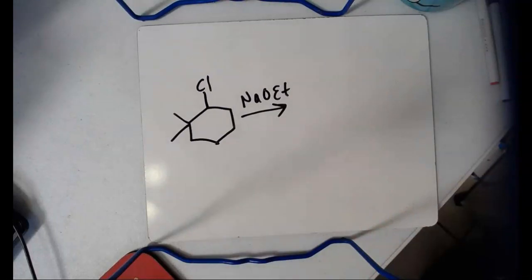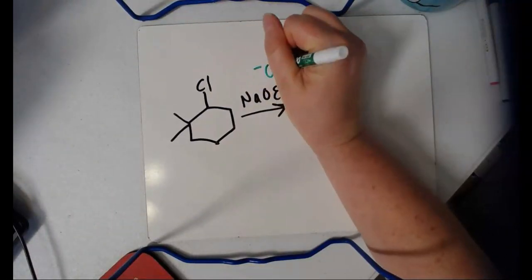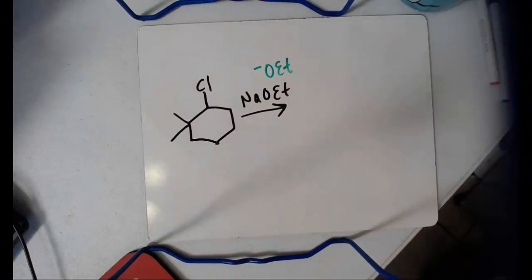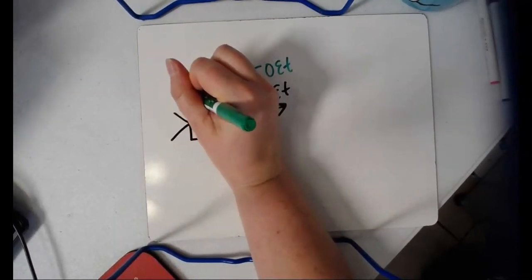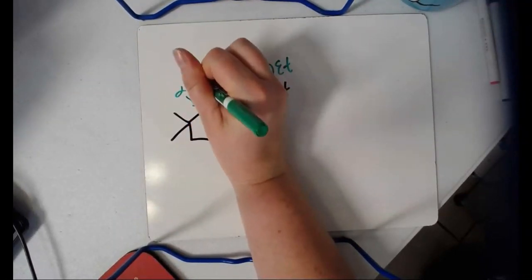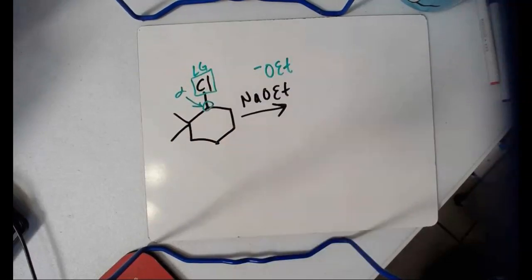So we're starting with our ring attached. There's two methyls to the left of it, and we're reacting it with sodium ethoxide. Just as a reminder, when we see that sodium, we can ignore it, and really this is an ethoxide ion. We know that is our alpha carbon. That is our leaving group.